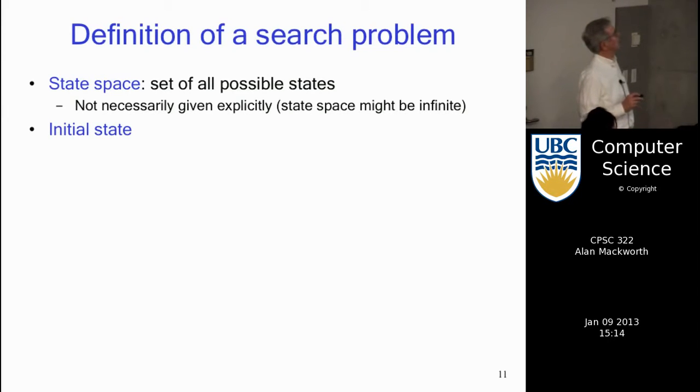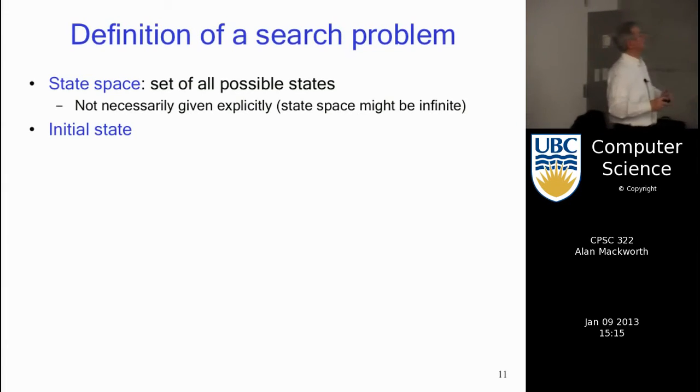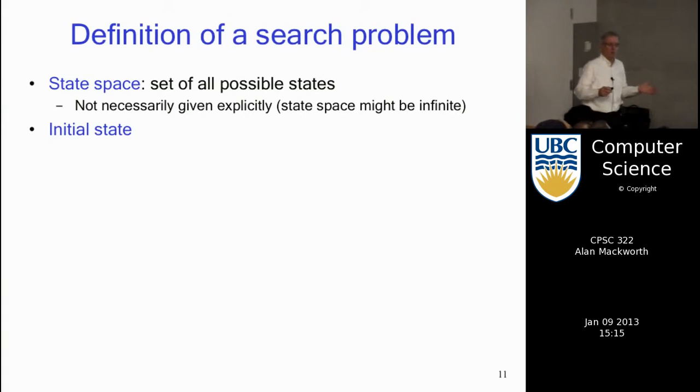So here's the formal definition. We have a set of all possible states. It may not be given as a list of possible states, because it might be infinite. That would be hard to do. So you might have a way of saying, here's a start state, and here's a generator function that applied to any state will give you a set of new states. We'll deal with that later. For now, let's just assume they're all given explicitly.